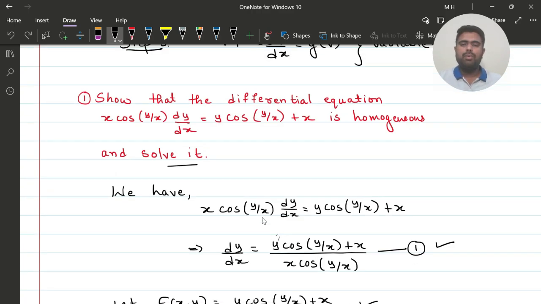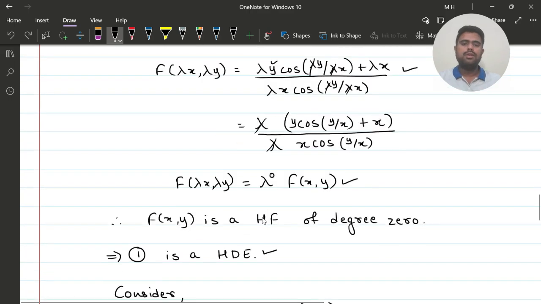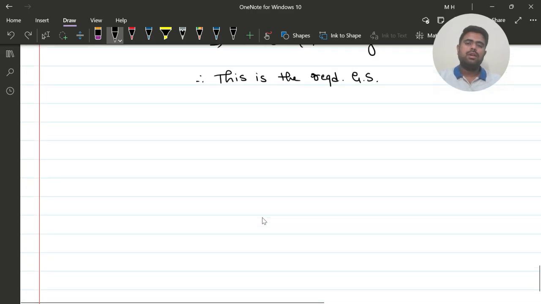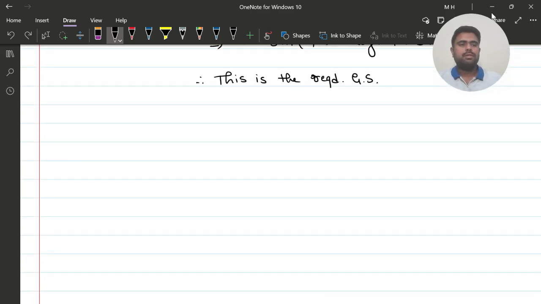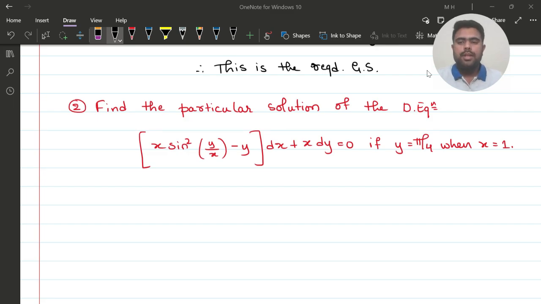Okay, we will take up one more problem which is based on the particular solution. So let's go for the next question. So here is the next problem. We have to find the particular solution of this differential equation, what is given, and the conditions are also given.